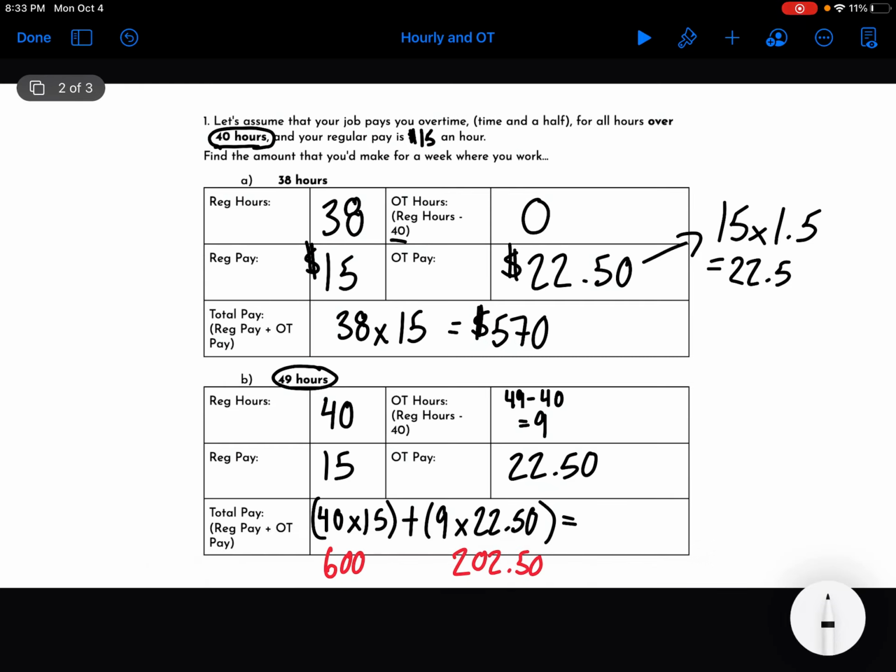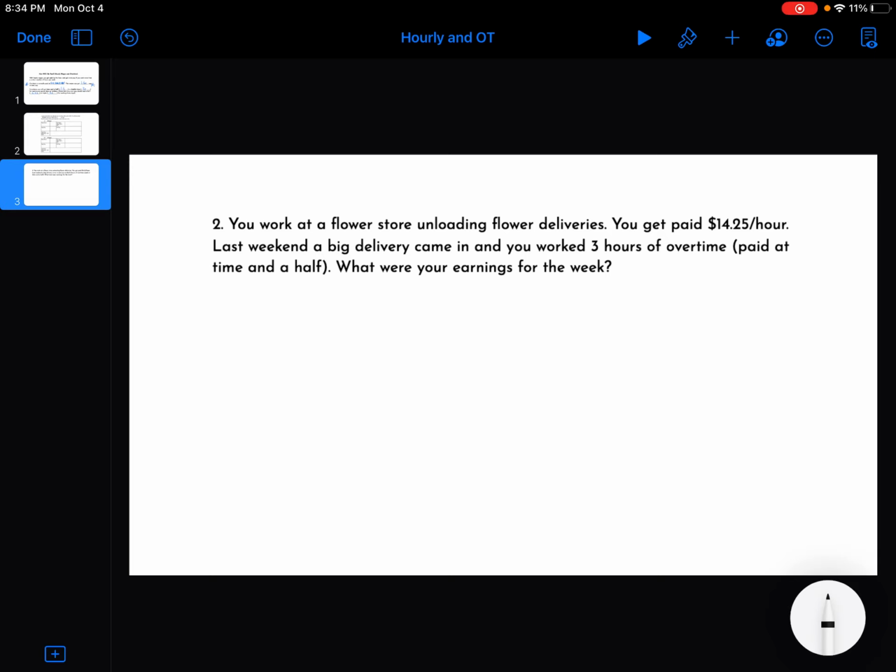So then when I add them together, and this is just using BEDMAS to do this, I'm going to do the multiplying first and then add them together. I'm going to get $802.50. So with 9 hours of overtime, I got almost $300 more. All right, let's do one more example.